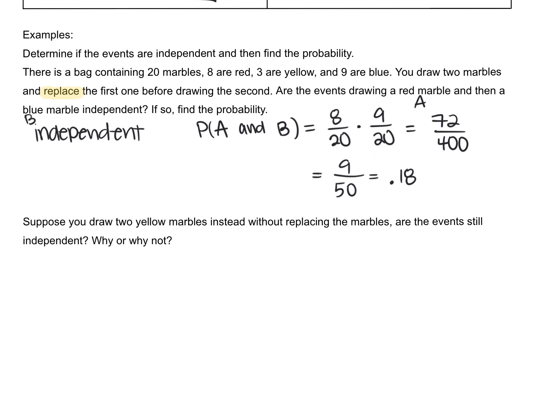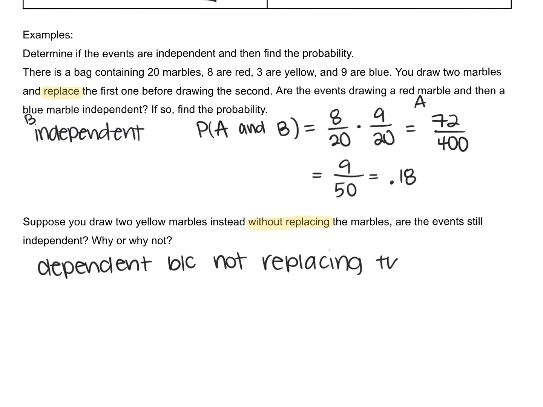Okay. So now changing the problem slightly, suppose you draw 2 yellow marbles instead without replacing the marbles. Are the events still independent? Why or why not? So in this case, if you notice, we are not replacing. So these events are now dependent because we are not replacing the marble.